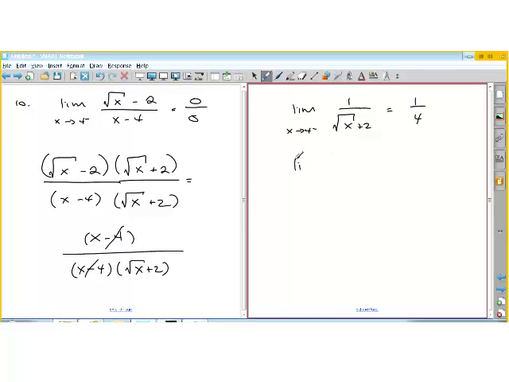We can also say that the limit as x approaches 4 on the positive side of 1 over the square root of x plus 2 is also equal to 1/4. And we can say that the limit as x approaches just 4 of this thing, which is the same as the original thing, is also 1/4. I should have actually put that in there.